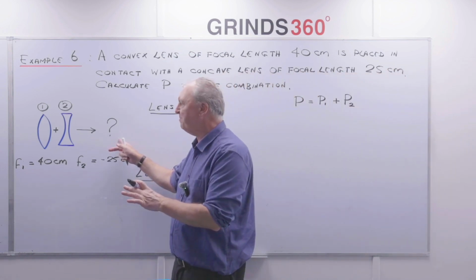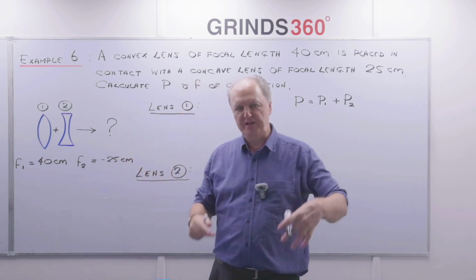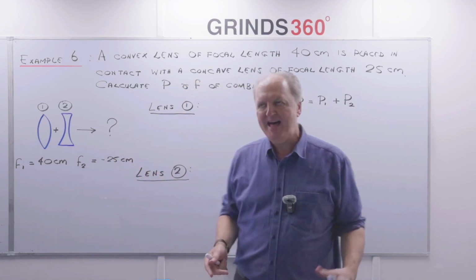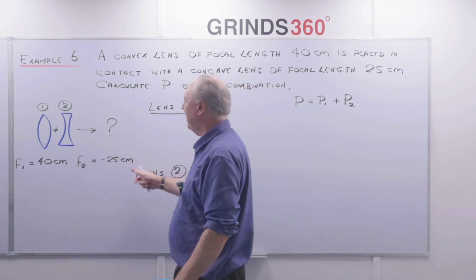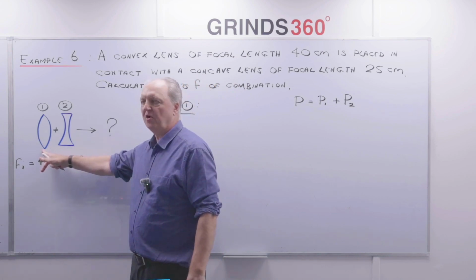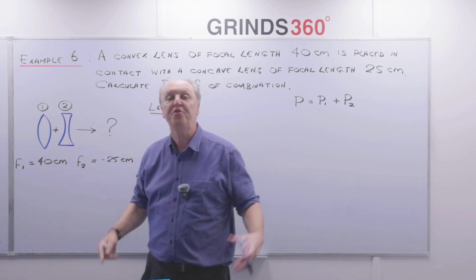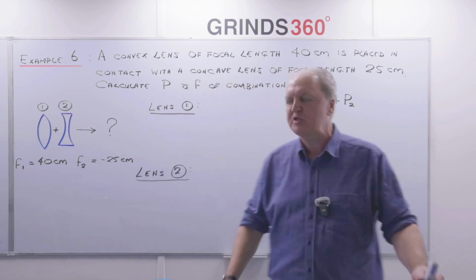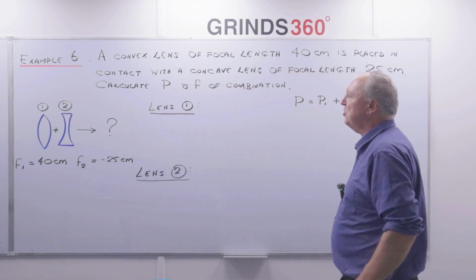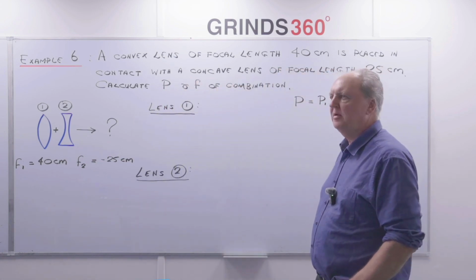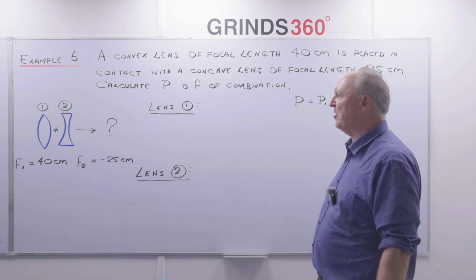So the question is, now I put them together, what kind of lens do you get? What is the overall power of that lens? What's the focus of that lens? And does it behave as a converging or convex lens? Or does it behave as a concave or diverging lens? So that's what you have to answer here. Let's do our mathematical treatment. We've only got two formulae to play around with.